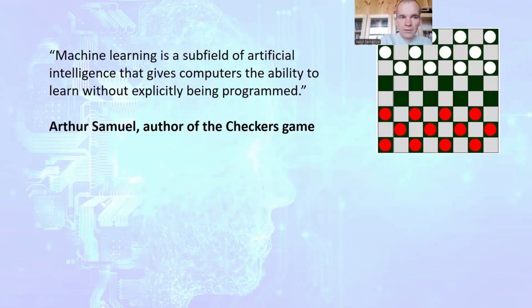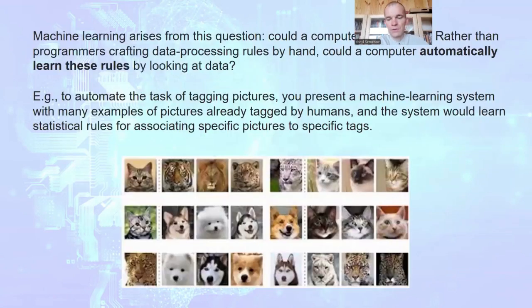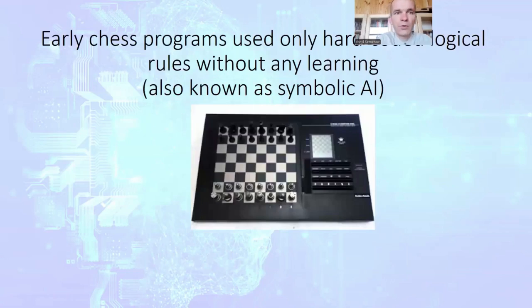Famous quote by Arthur Samuel, who is the author of the checkers game: Machine learning is a subfield of artificial intelligence that gives computers the ability to learn without explicitly being programmed. So basically, this is the same definition as we have just discussed. It's interesting that, for example, early chess programs used only hard-coded logical rules without any learning. This was known as symbolic artificial intelligence.